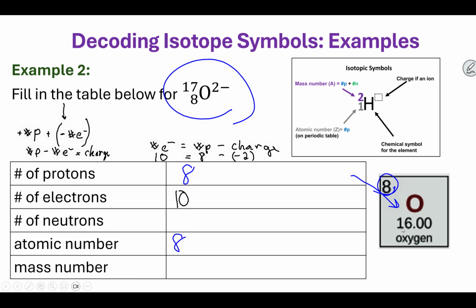Number of neutrons. The number of neutrons is not in the periodic table. We have to calculate it. So we take the mass number, which is the number of protons plus the number of neutrons, and subtract off the number of protons. That gives us the number of neutrons. So we have 17 minus 8, and that equals 9. So this is 9 here. And the mass number, well, that was given right here, and that's 17.